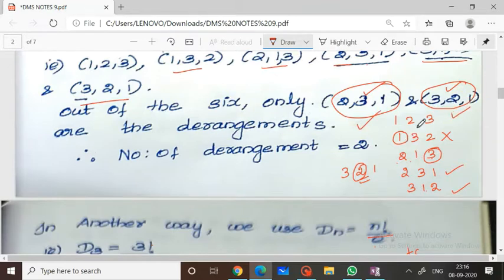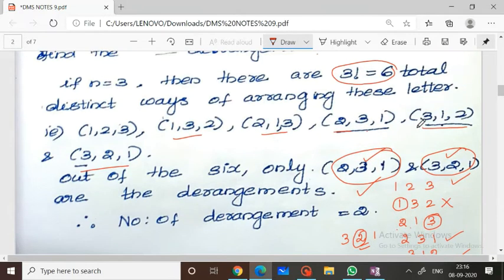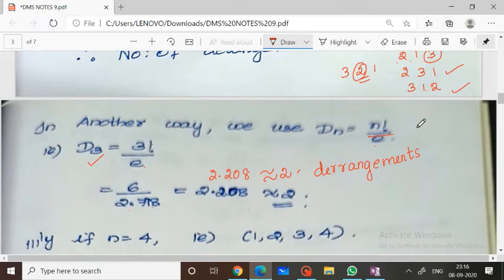I am able to find them out because the n value is very small, n equal to 3. So without listing the derangements, I can say directly by using the formula that there are two derangements. Now, suppose n is equal to 4.